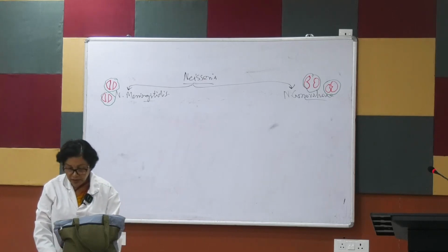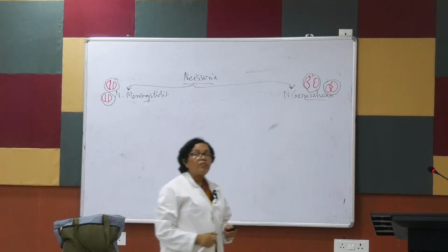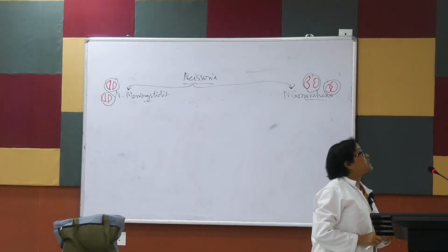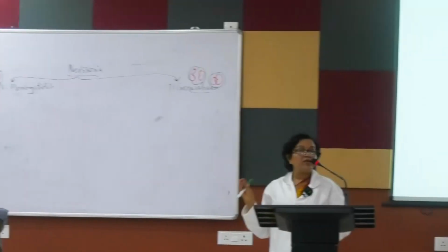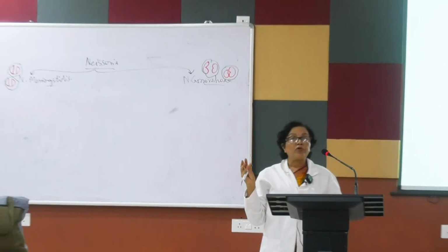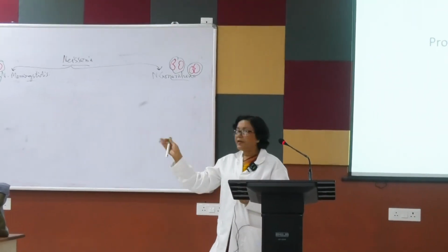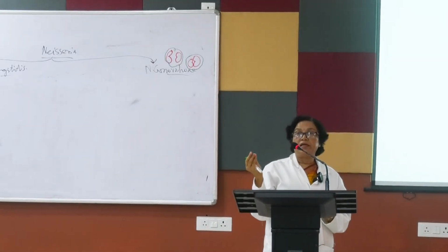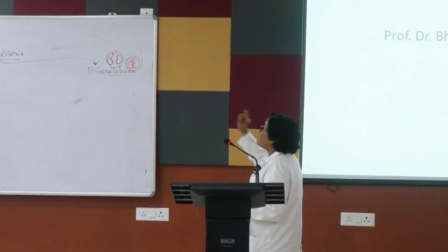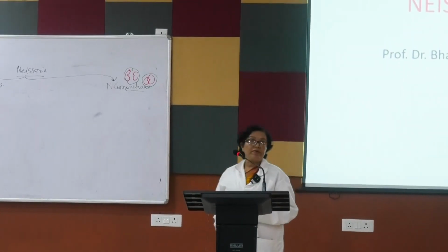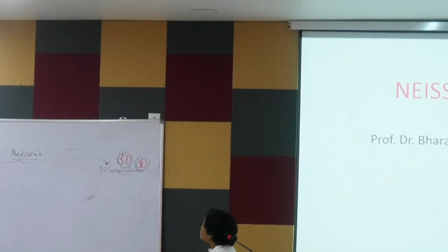Now, it was first isolated by the German physician Neisser. First he observed it in gonorrheal pus. He was a dermatologist and doctor of venereal disease. So in gonorrheal pus he observed this type of organism. According to his name, it is called Neisseria gonorrhoeae and Neisseria meningitidis.